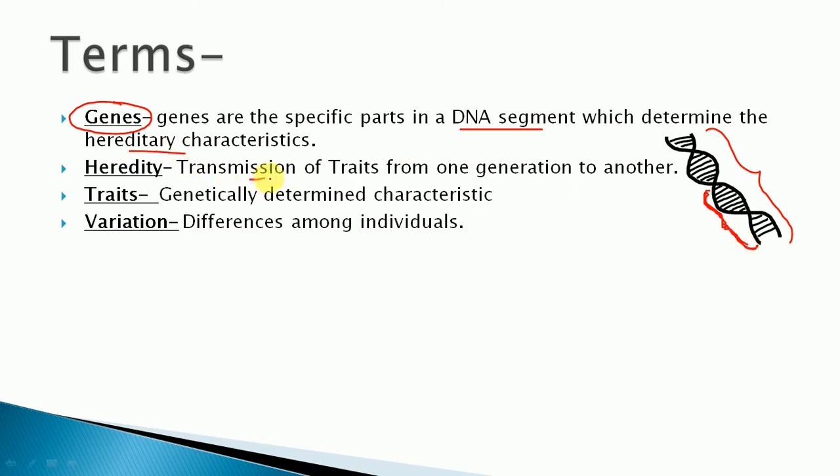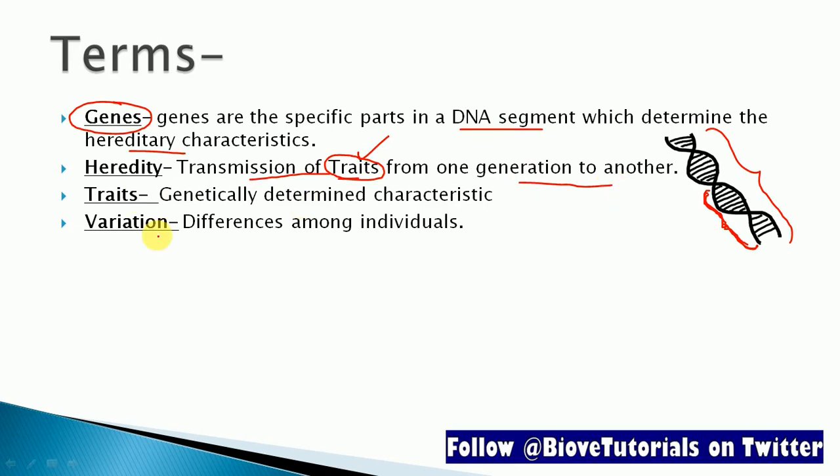Now what is heredity? Heredity is the transmission of traits. Traits are the characteristics which are determined by genes. Okay, the genes which determine certain characteristics of our body. Let us take an example. Suppose the eye color. For a specific eye color a certain gene is involved, so that is a trait. Like the height of our body, whether we are tall or short, for that also certain genes are involved, so that is also a trait. So the transmission of that trait from one generation to another is called heredity. Okay, next is trait, as I told you now, and the last is variation.